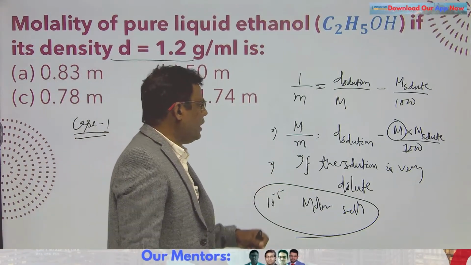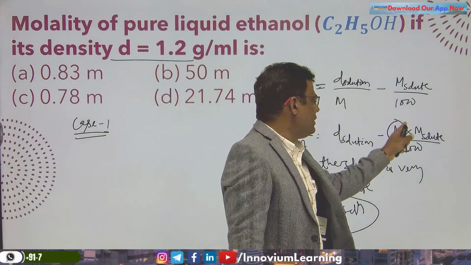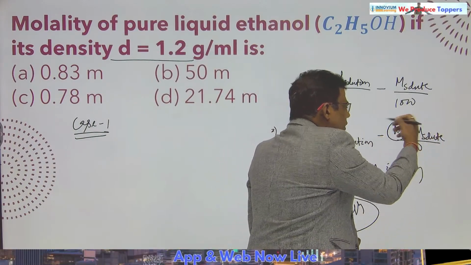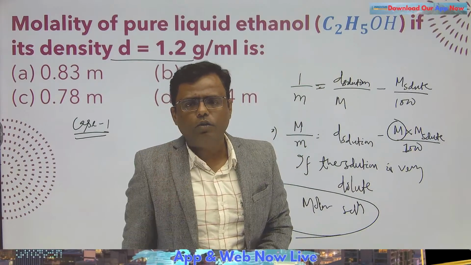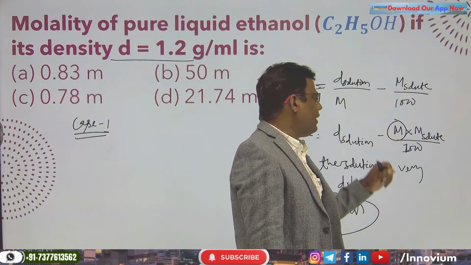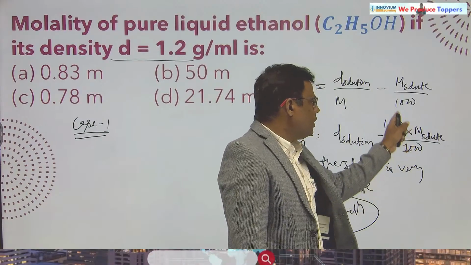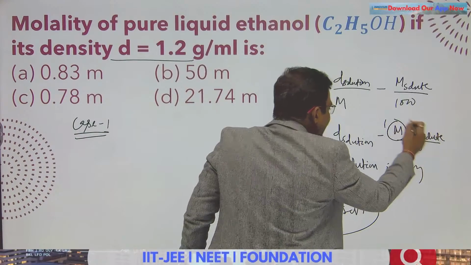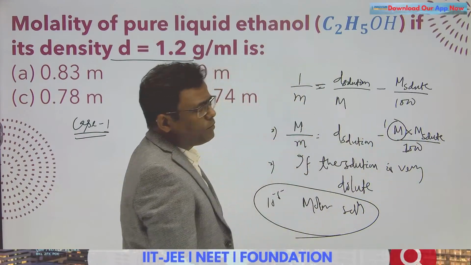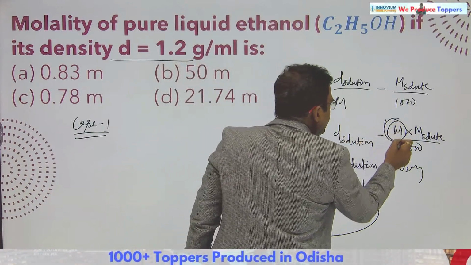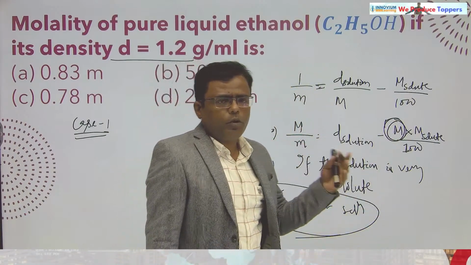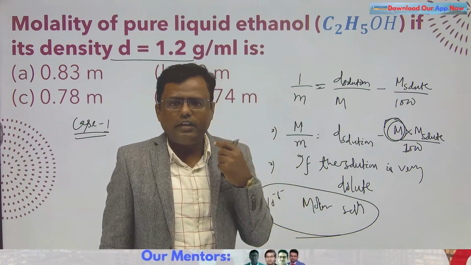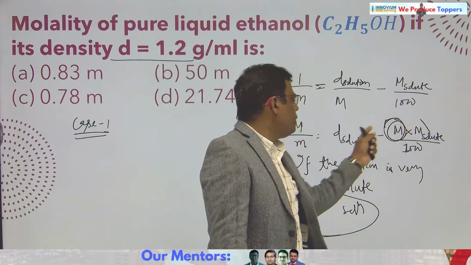If the solution is very dilute, then you put that value here: 10 power minus 5 into molar mass of solute by 1000. You see, this quantity will become very small. 10 power minus 5, divided by 1000, becomes 10 power minus 8. So this quantity can be ignored with respect to the density of solution. Wherever the molarity of the solution is given as very small, like 10 power minus 2, minus 3, minus 4, minus 5, in that case you can ignore this term with respect to this.